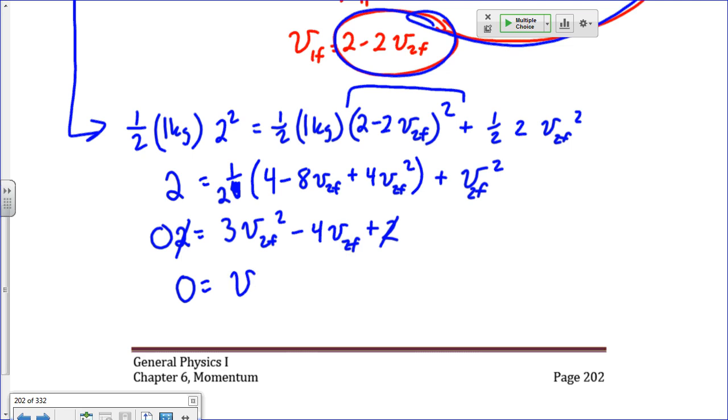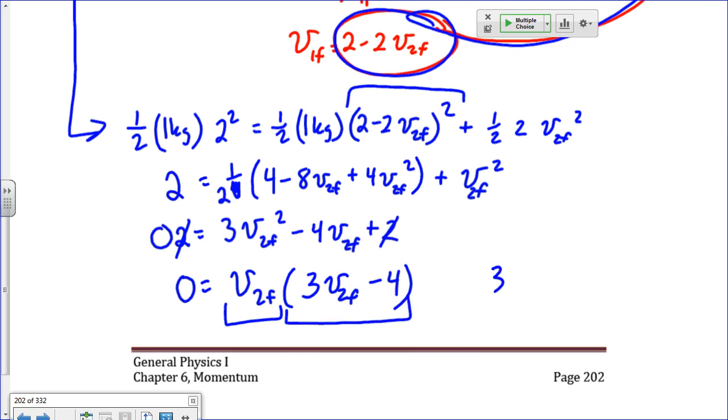I do that by factoring out a V2F times (3 V2F minus 4). And then I solve. V2F equals 0 will make that equation true, or I can have this equal to 0. So that's 3 V2F minus 4 equals 0, or V2F equals 4/3. The final velocity of that second particle is 4/3 meters per second.